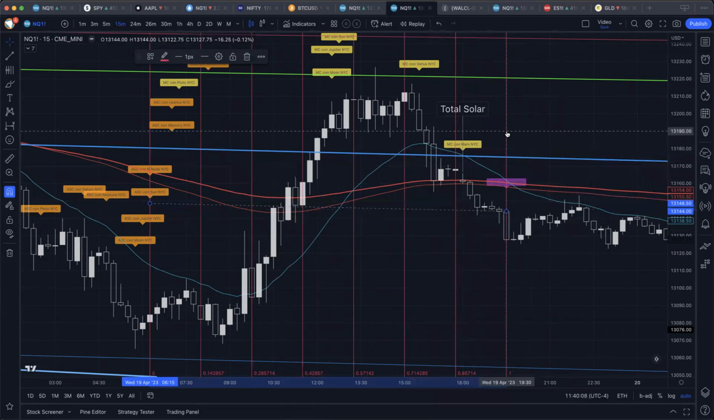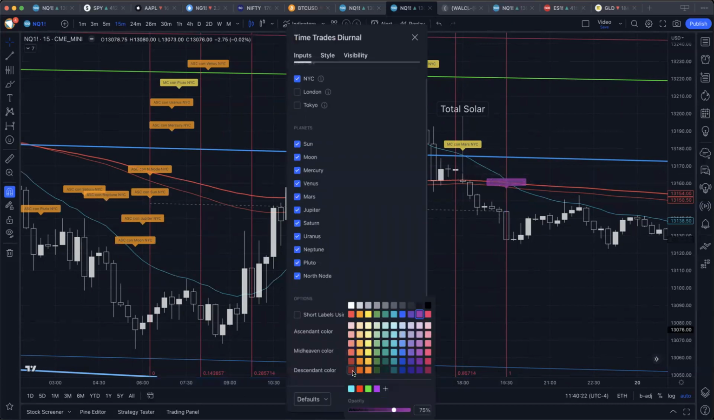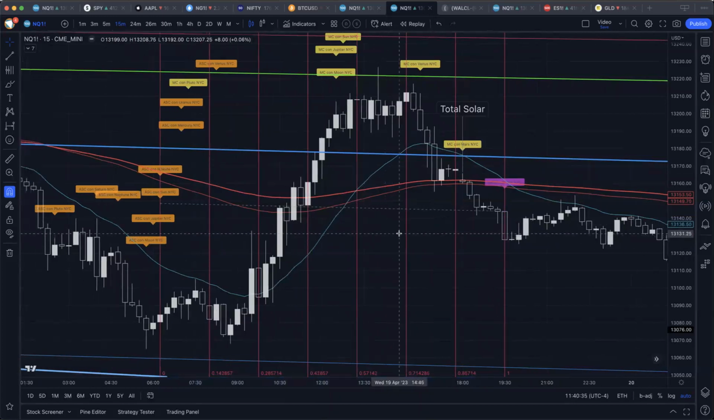So this is a new technique that's available to you now through the Diurnal script because we've added sun on the descendant. And you can customize this color just by changing the descendant color over here. We can make it a little bit more opaque so it's a little bit more readable. There we go. All right, so those are the two new features that we've released this week to Time Trades customers. So by all means, play around with those. Let me know your thoughts in the comments below.